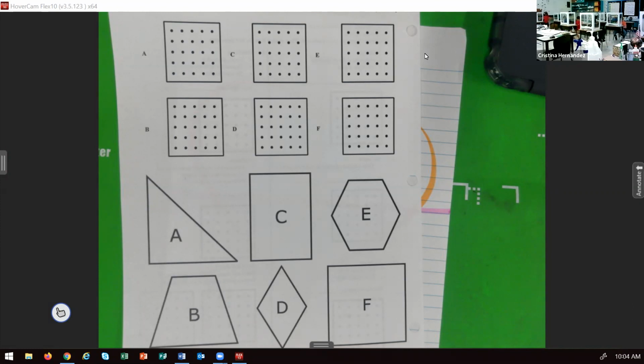Y'all have page 122. I see some are missing. They're going to come in a few minutes. All right, let's begin with a basic shape. A triangle. Let's see if this triangle has a line of symmetry. I want you to draw your triangle exactly like my triangle.